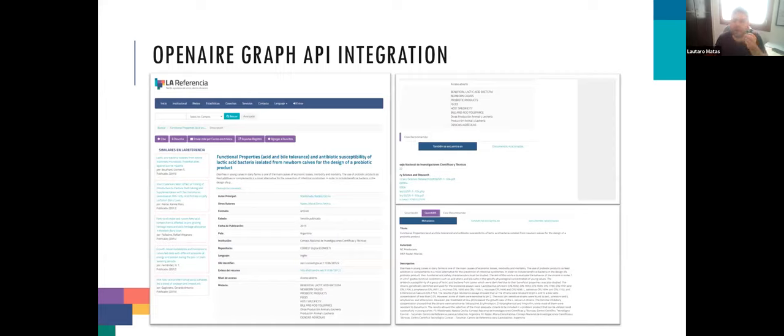Another integration that we are experimenting with is to consume the OpenAIRE Graph API from our search site, in order to present additional information about the records of La Referencia to the final users. This is a prototype, but we are going to present additional information provided by OpenAIRE through the Graph API directly to the final users. So they will see the data, the metadata from their regional repositories, but also how that metadata was enriched and connected to other providers by the OpenAIRE Graph.